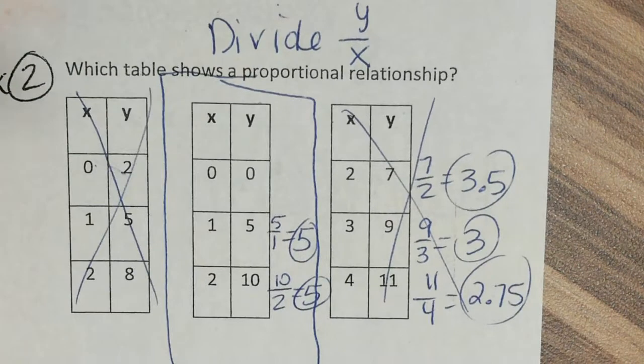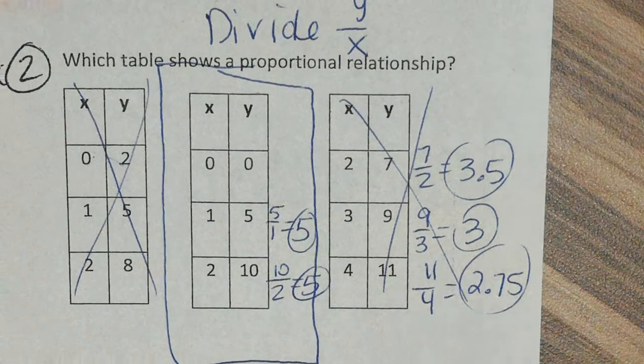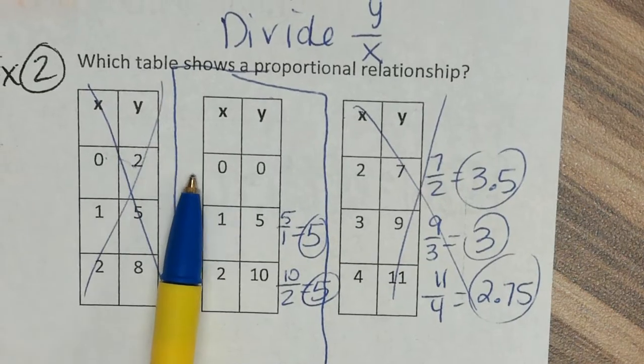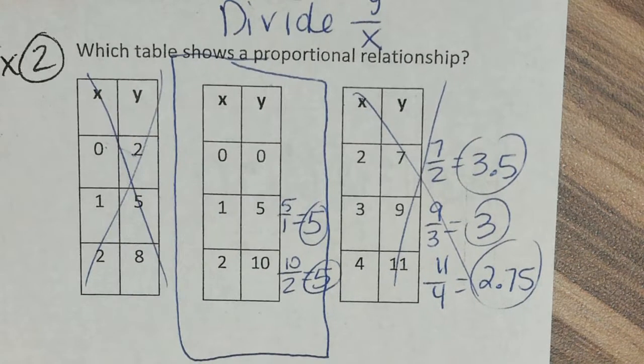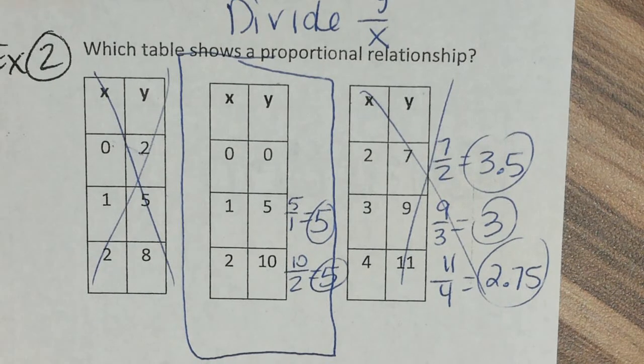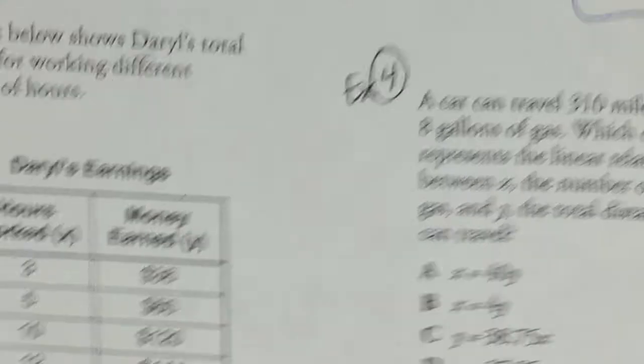Okay, so on a table, what's the requirements? Okay, so what have we learned about tables? If it has 0, it has to be 0, 0. And when you divide y divided by x, you must get a constant to be proportional. All right, let's go to the next example.